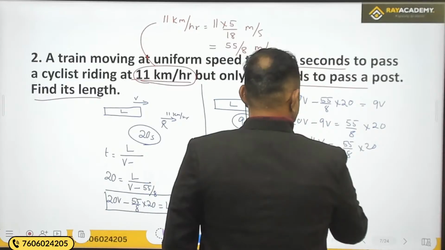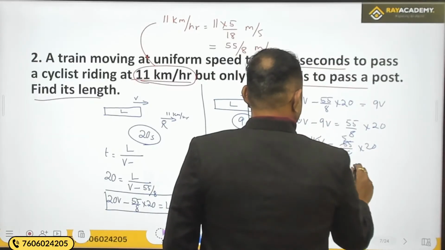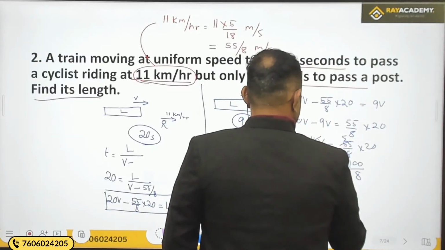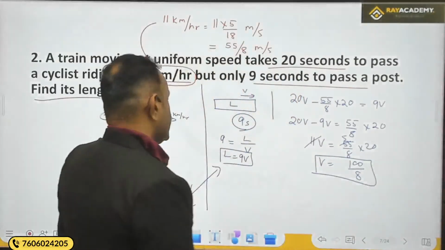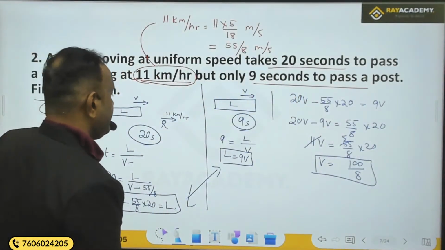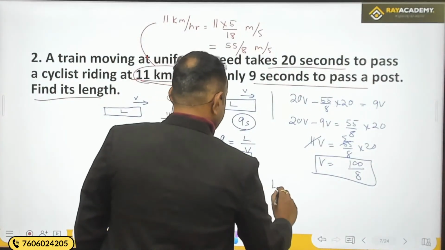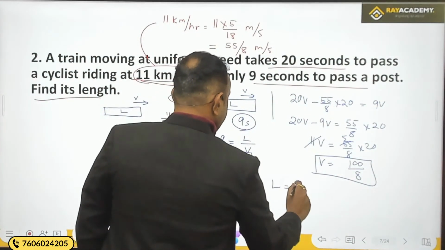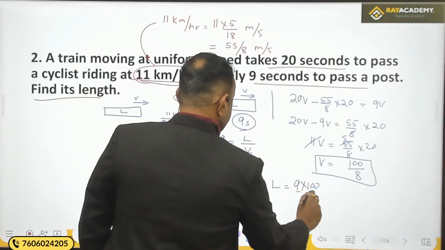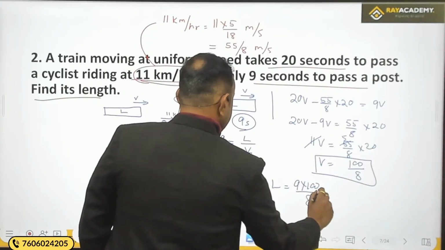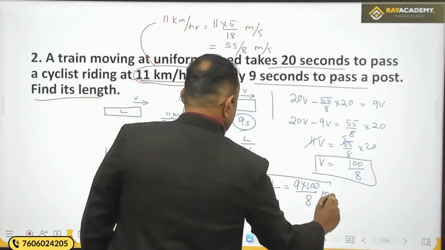So V equals, 11 cancels, 100/18. This is our V. Once we have V, we find the length. The length will be 9V, so 9 into 100/18. Whatever length that is in meters, this is your answer.